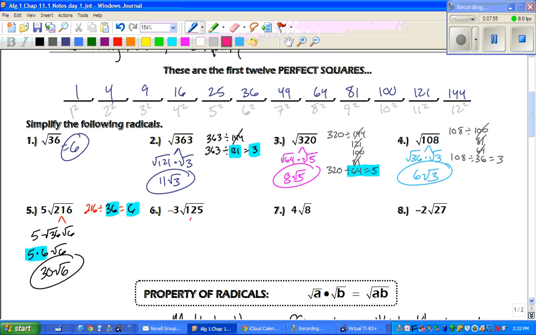Okay, so 125. What does 125 break down into? You should have broken that down into 25 and 5. The square root of 25 is 5, and you're left with the square root of 5. Then you multiply the coefficients, which gives negative 15 times the square root of 5. Why don't you guys try number 7 and 8 on your own? Good luck. And pause the video.